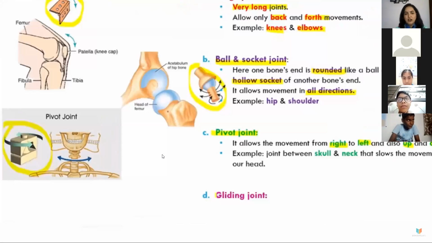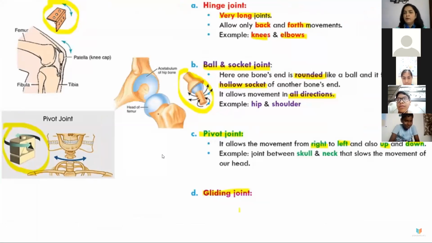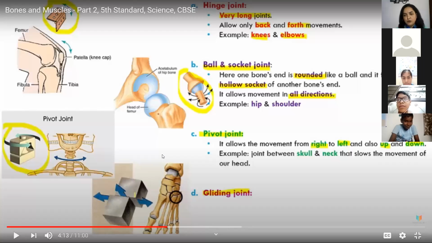So it allows the movement from right to left and up to down because you are a normal human being. So you cannot move at 360 degrees, only side to side. So the pivot joint is of your skull, which you can move side to side, the joint between skull and neck that allows the movement of our head.